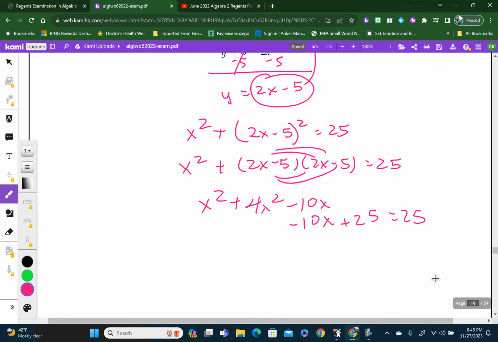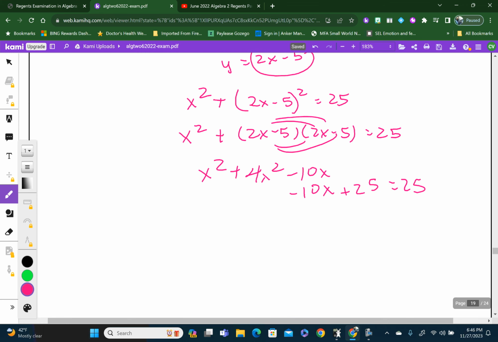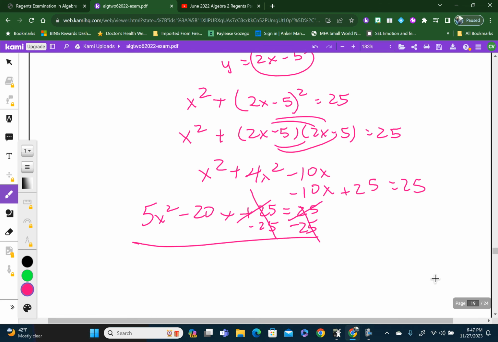So now I'm going to go ahead and combine some like terms. So I have x squared plus 4x squared, that's 5x squared. Negative 10x is negative 20x. And then plus 25 equals 25. All right. So let's subtract 25 from both sides. That allows us to cancel both of these out. So this cancels out, cancels out. So I get 5x squared minus 20x equals 0.